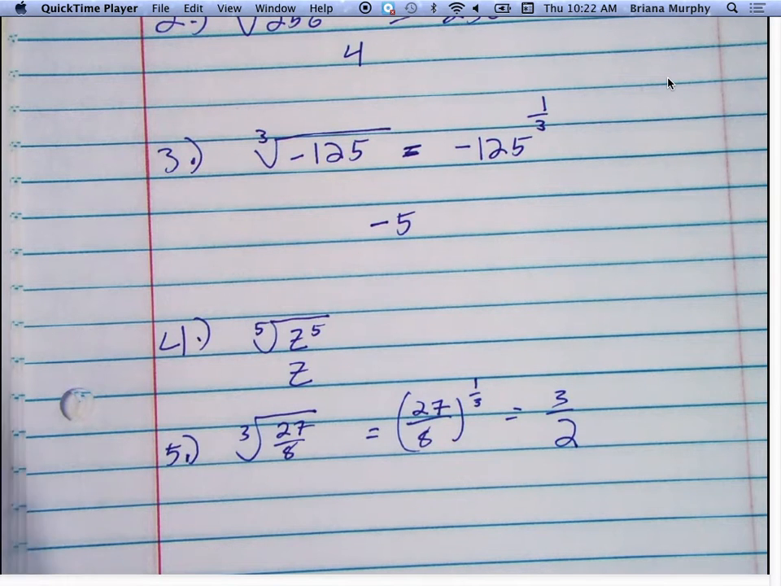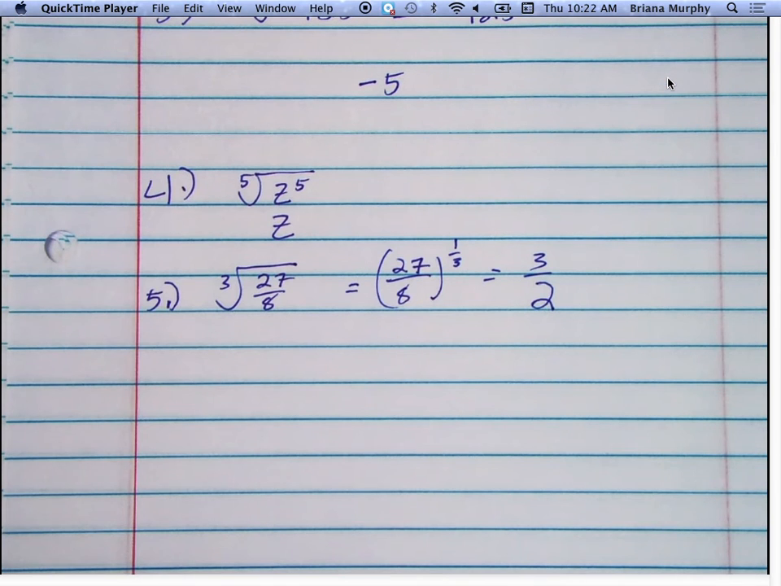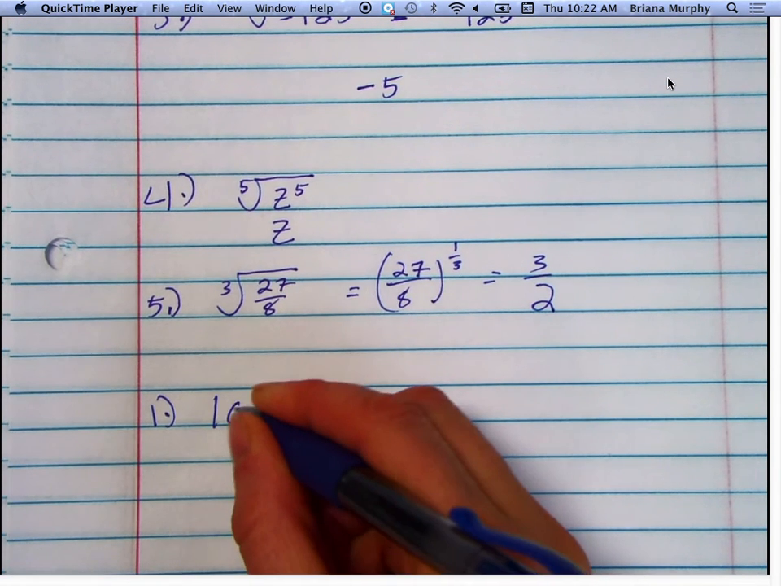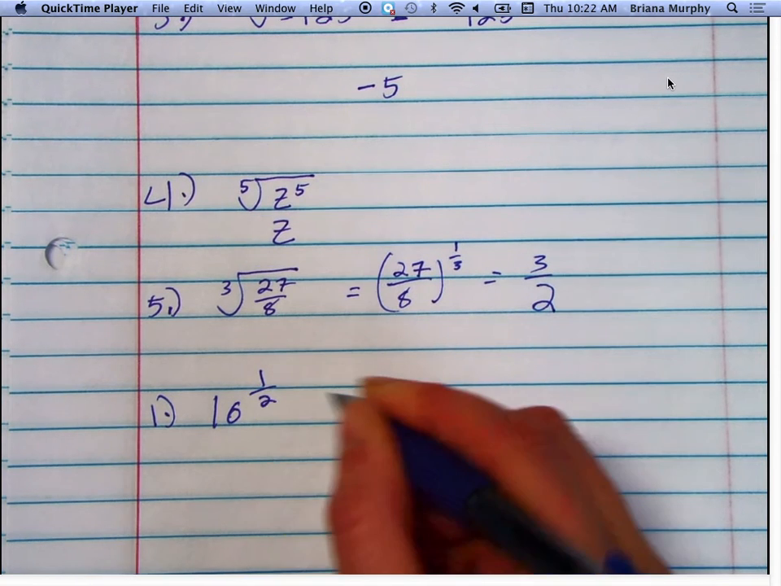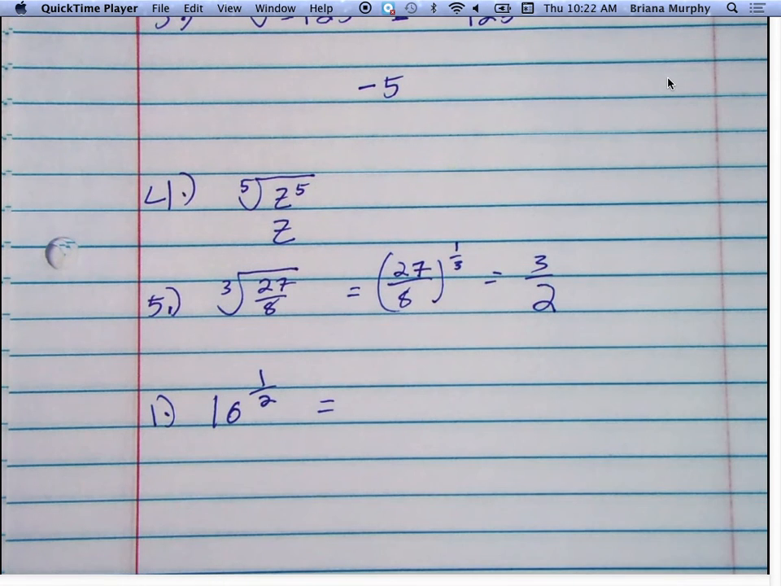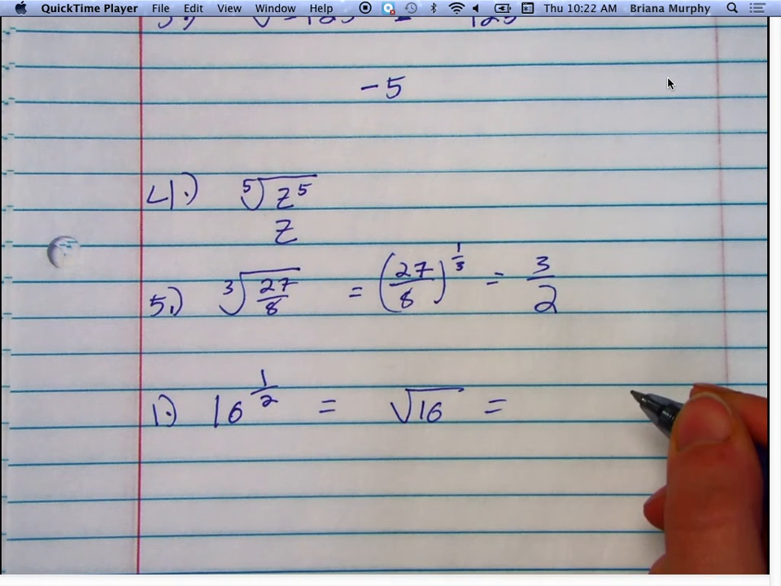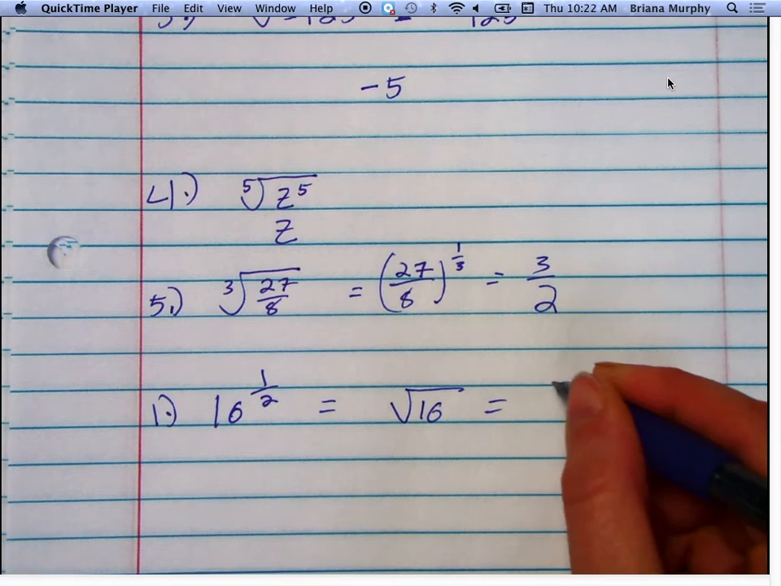I know. Luckily, you can do a lot of these in your calculator. Okay? All right. So what if we had 16 to the 1/2? What would that be in radicals? Square root of 16. Which is what? What's the square root of 16? Done.